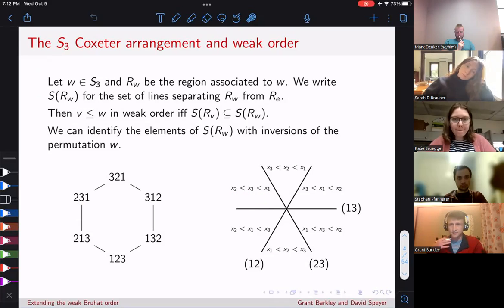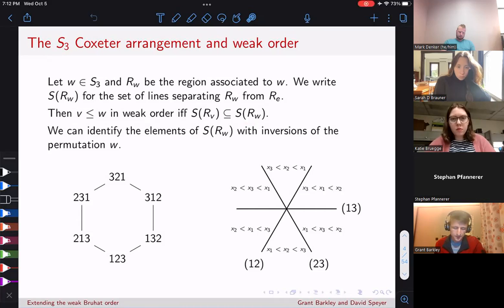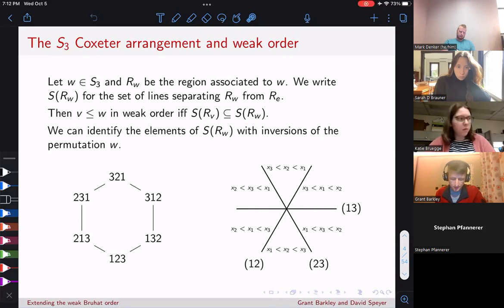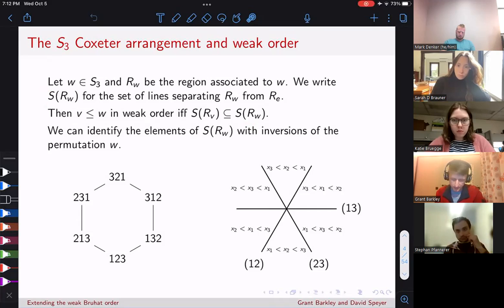And now a really short definition of the weak order on the symmetric group is we say that two elements of the symmetric group, V is less than or equal to W in the weak order if, oh, whoops, I never defined this S thing. If the lines separating the region corresponding to V also separate the region corresponding to W. So let me talk about this, sorry. This separating set is the set of lines separating the region from the region at the bottom, the region corresponding to the identity permutation.